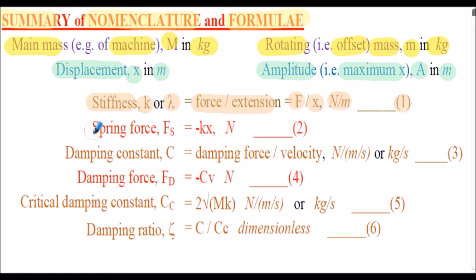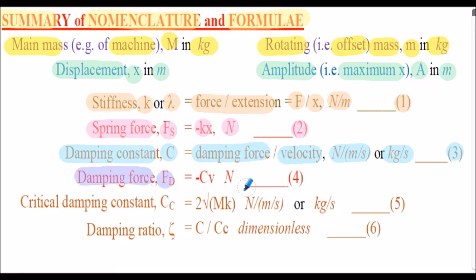We have our spring force, Fs, that's stated as negative kx here, as it opposes the motion, and that's in newtons, equation 2. We have a damping constant, c, that's defined as the damping force divided by the velocity, with the unit of Newton per meter per second, or sometimes Newton second per meter, or kilogram per second. Labelled as equation 3. We have the damping force, Fd, which is negative c multiplied by the velocity v, and that will be newtons, equation 4.